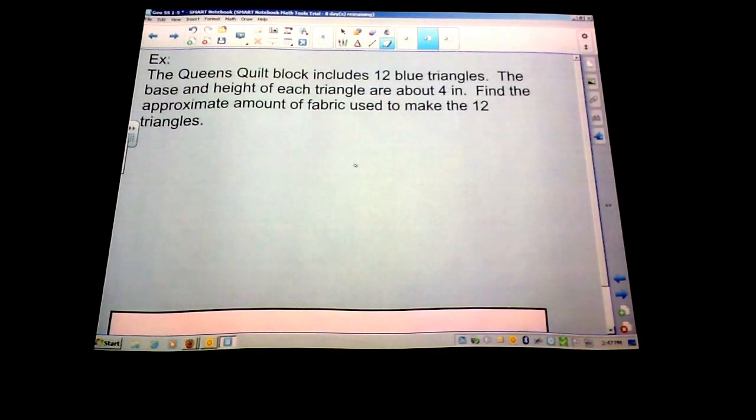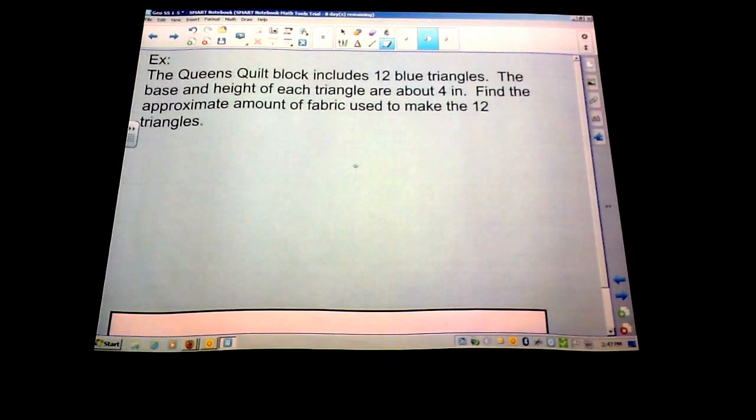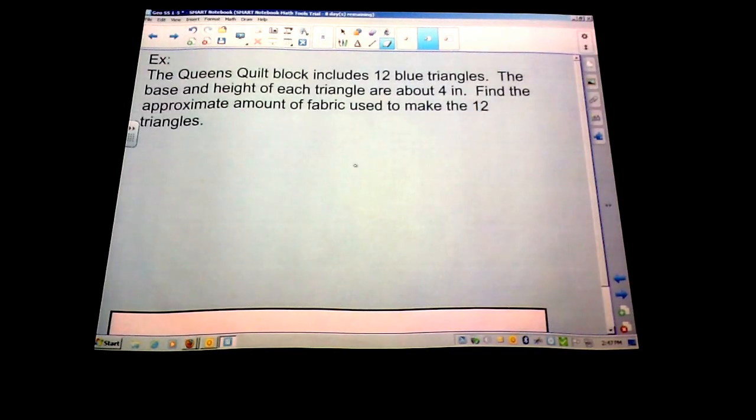Alright, the next example. We've got the Queen's Quilt block includes 12 blue triangles. The base and height of each triangle are about 4 inches. Find the approximate amount of fabric used to make the 12 triangles.